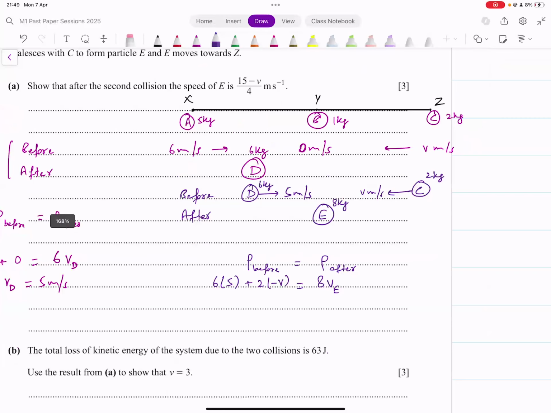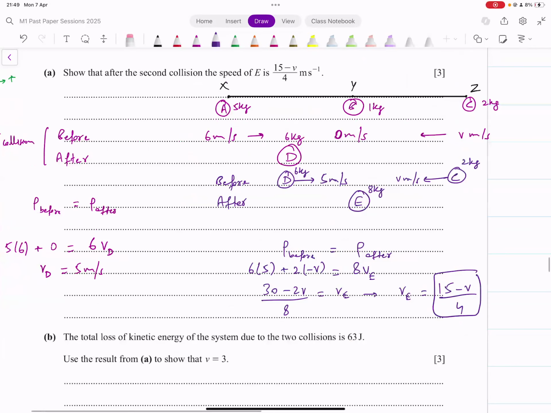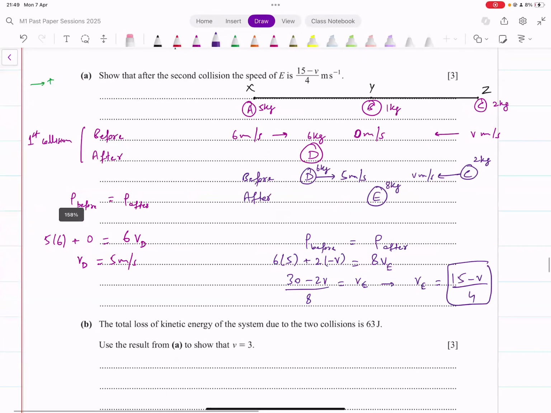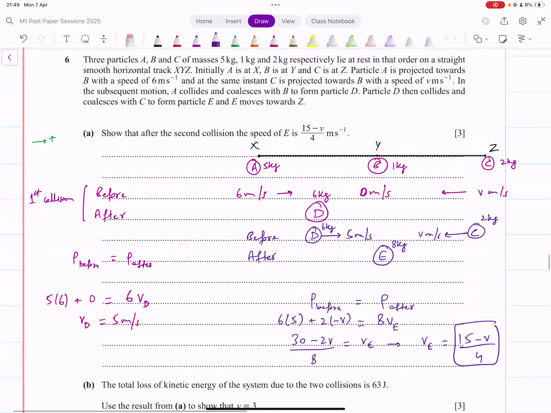We have to find the velocity of E, right? Let's make E the subject. That's 30 minus 2V over 8, and that simplifies to 15 minus V over 4. That's what we wanted to show there. That's a lot of work for 3 marks. But as I said earlier, that's what happens in the last couple of questions in a mechanics paper generally. That's what you would do. Does this make sense to everyone? Any problems?